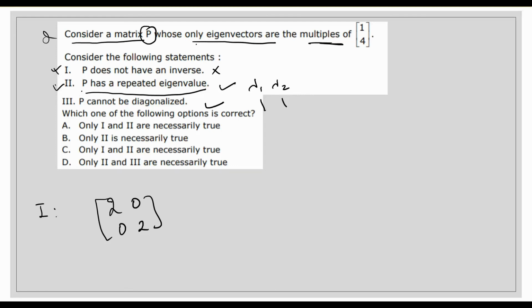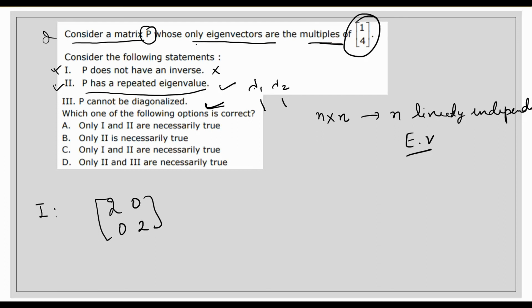Now let us see the third statement, that P cannot be diagonalized. It is correct, as we know that if we have an n cross n matrix, then it is diagonalizable if and only if it has n linearly independent eigenvectors. So it has only one eigenvector, so it cannot be diagonalized. So the answer will be D, that only 2 and 3 are necessarily true. So I end this tutorial over here. Thank you.